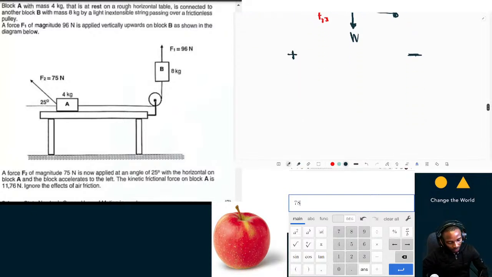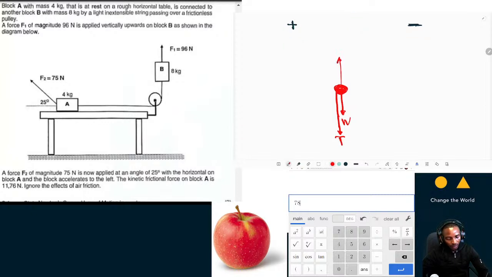Then let's draw another free body diagram for the second object. Since the block will be accelerating downward, we're going to choose downward as positive. The forces that are pulling our object downward are the weight and also the tension. Then the one that will be upward will be F1. So this direction will be negative, and this one will be positive.